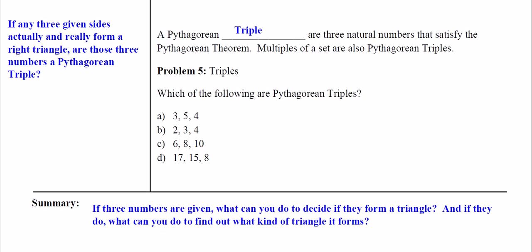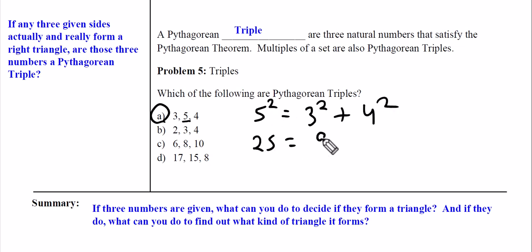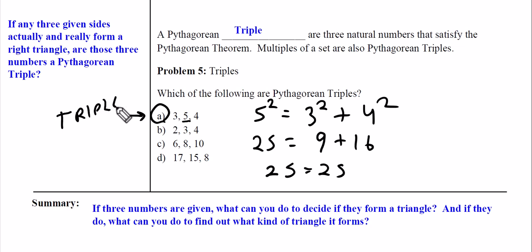Now just because I give you any three whole numbers doesn't mean that they're Pythagorean triples. They have to actually work. They have to be equal. So for example, part A, right? We identify A, B, and C. C is going to be the bigger number, 5. 5 squared, 3 squared, 4 squared: 25, 9, 16. Is 25 equal to 25? Yes. So, guess what? A is a triple. They're whole numbers, and they check out.